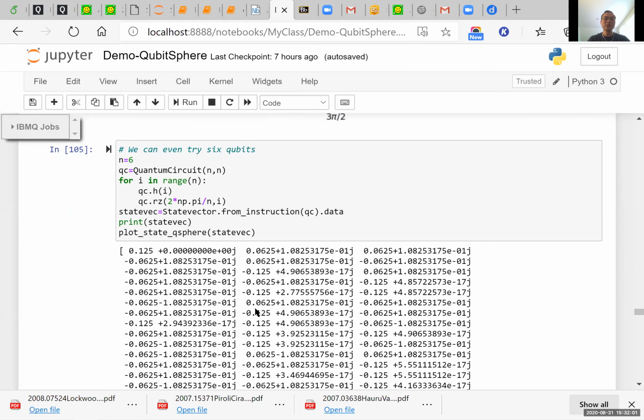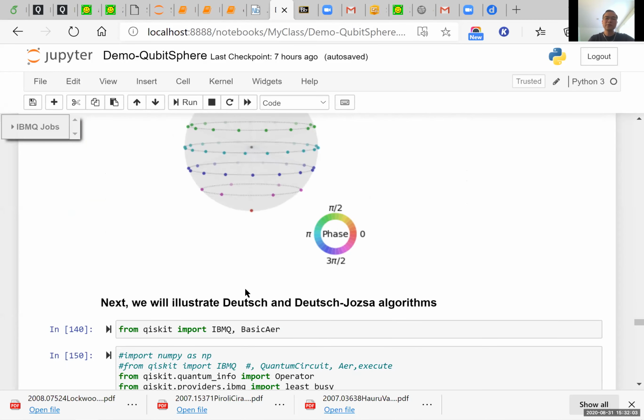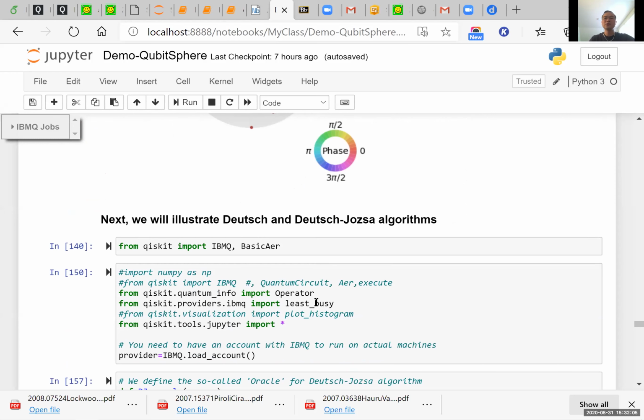Yeah, so let me leave the Qsphere, but I want to illustrate the Deutsch and Deutsch-Josza algorithm. Any questions so far?